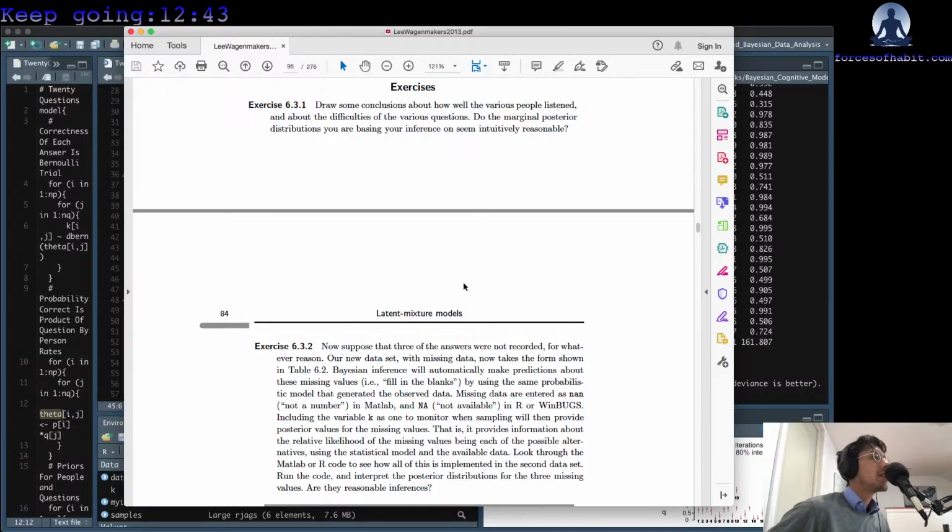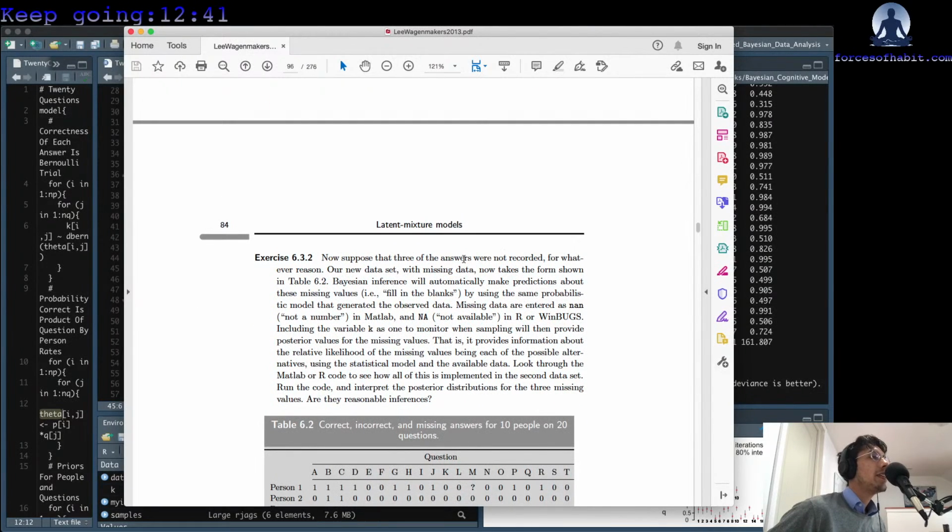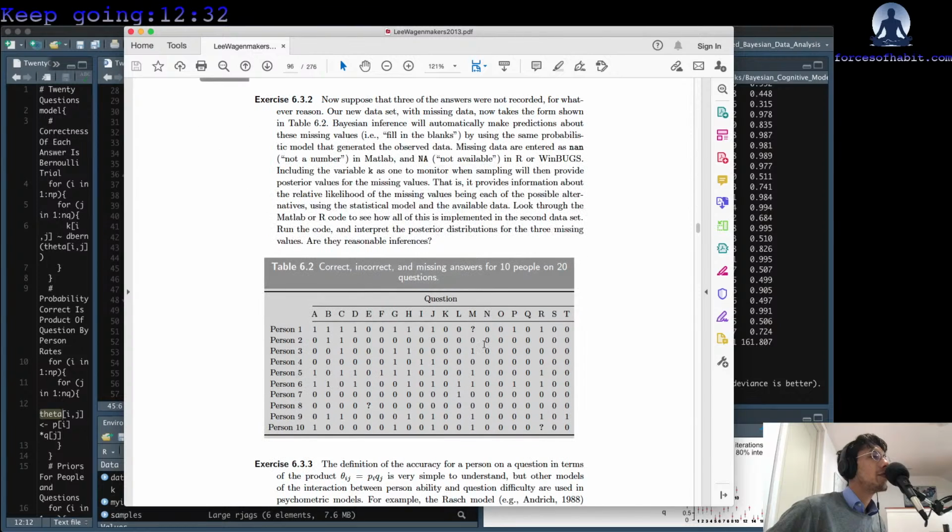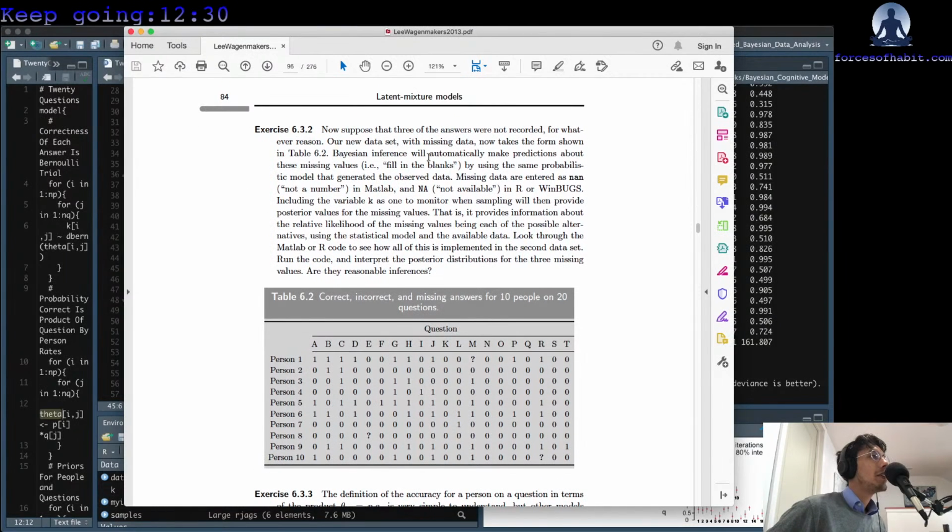That makes sense. Now suppose that 3 of the answers were not recorded. For some reason, they just didn't fill them in. Our new data set with missing data now takes the form of 6.2. Oh no. Bayesian inference will automatically make predictions about data that's missing by using the same probabilities models generated from the observed data. Missing data are entered as none or NA.